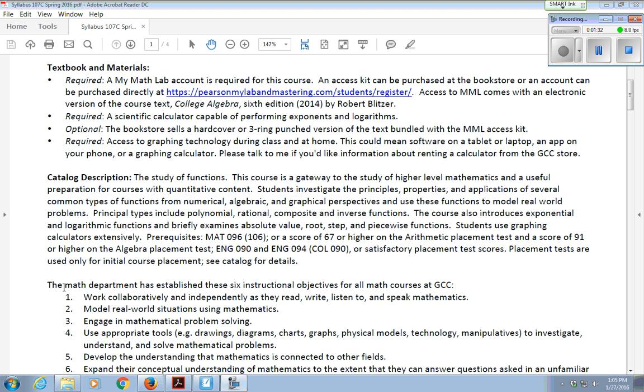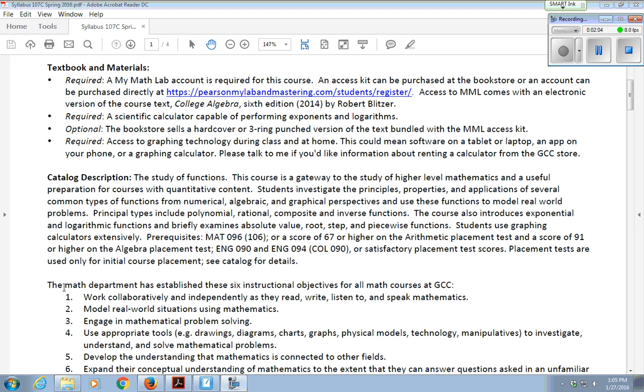Okay. Then you're going to need a scientific calculator. They're like $10 to $20 at Staples or whatever. And then optionally, you can buy an actual physical textbook if you want a printed out version on paper. You can either buy a hardcover or the 3-ring punched version. It's only if you just hate reading off a computer screen, or you want to be able to take it with you wherever. It's just optional.